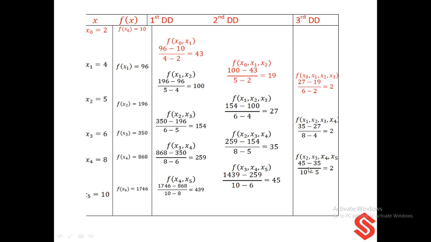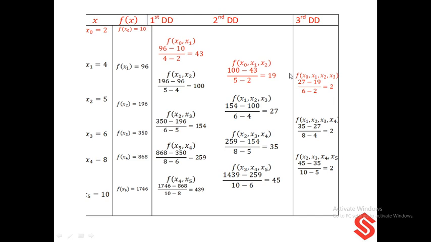And next, f of x2 x3 x4 x5 is equal to f of x3 x4 x5 minus f of x2 x3 x4 divided by x5 minus x2, that is 45 minus 35 divided by 10 minus 5, that is equal to 2. So since the third divided differences are the same, 2, 2, 2, the fourth divided difference will be 0. No need to write the next column, that is the fourth divided difference, because they are 0.